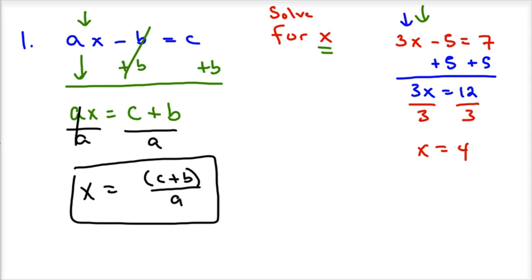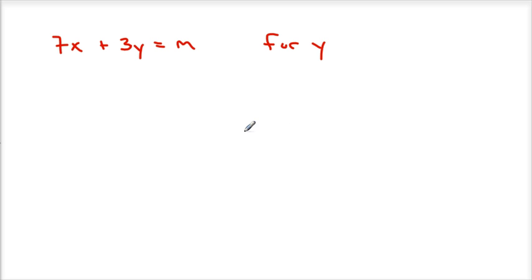Okay, let's look at another example. 7x plus 3y equals m, and you're solving this equation for y. Again, my first step is to isolate the y. So what should I do first? I'm going to get this 3y by itself. What should I do first? Subtract what?